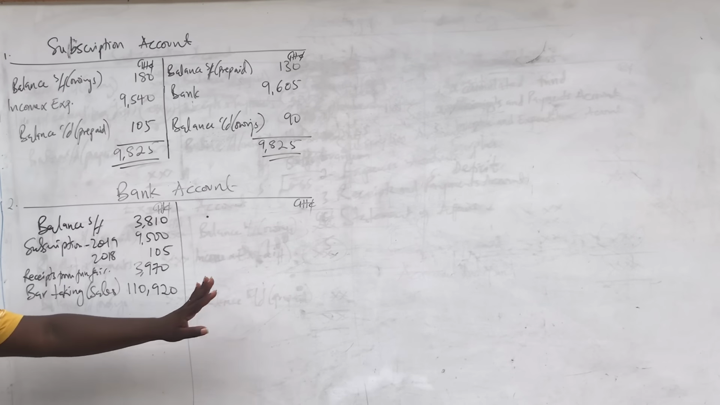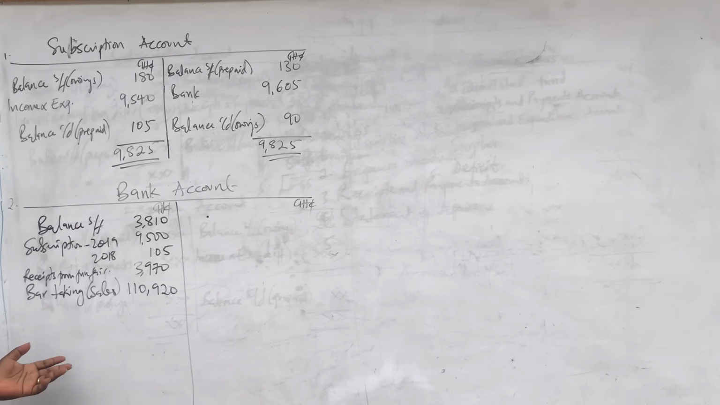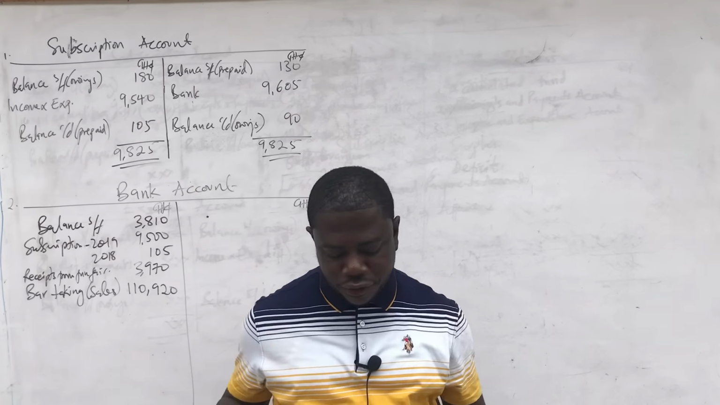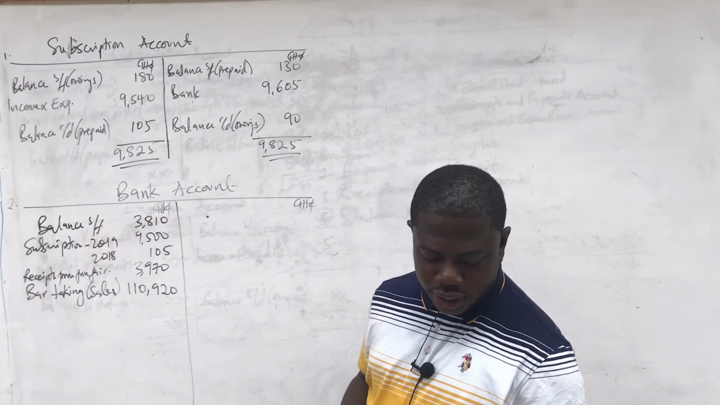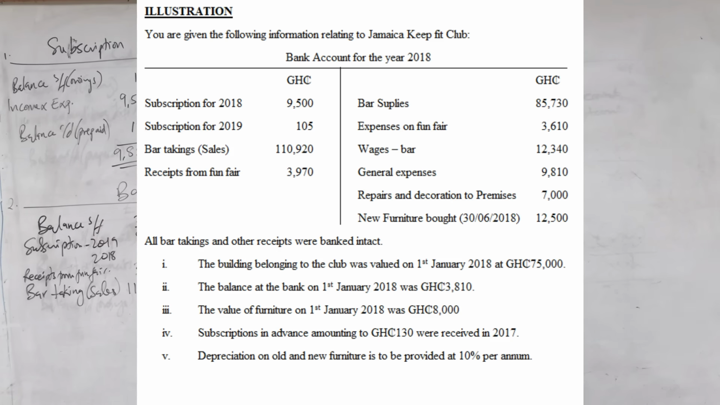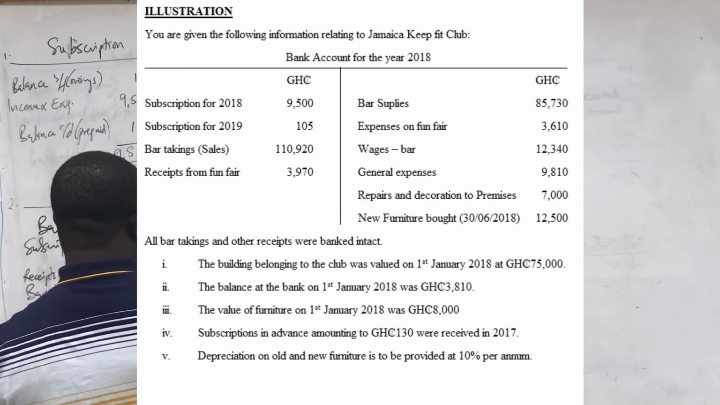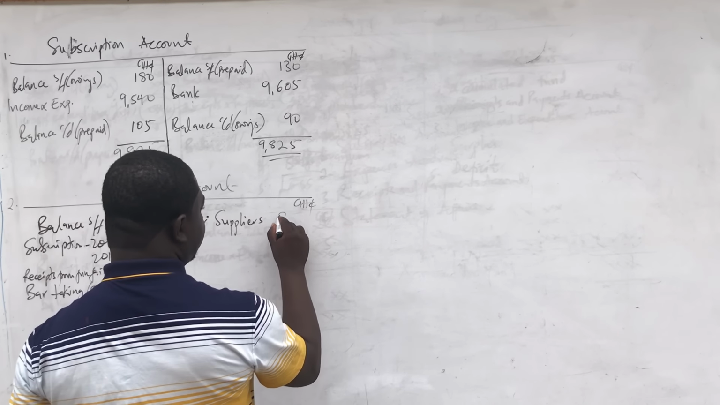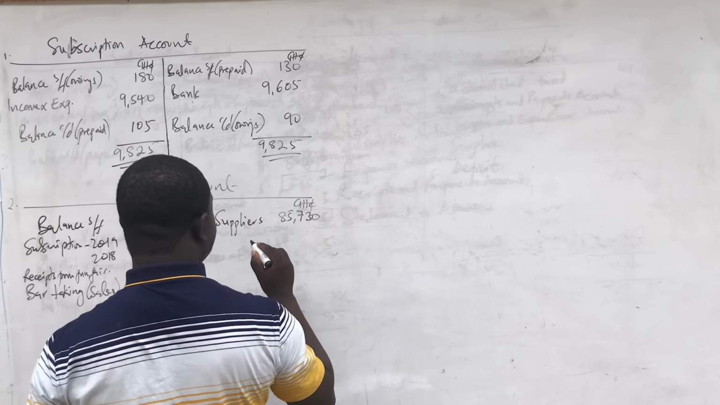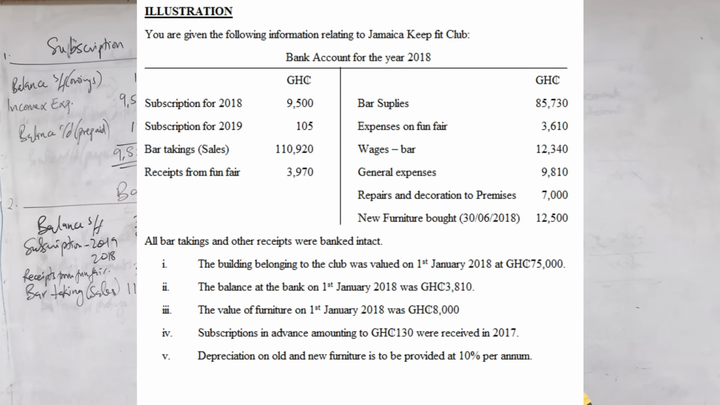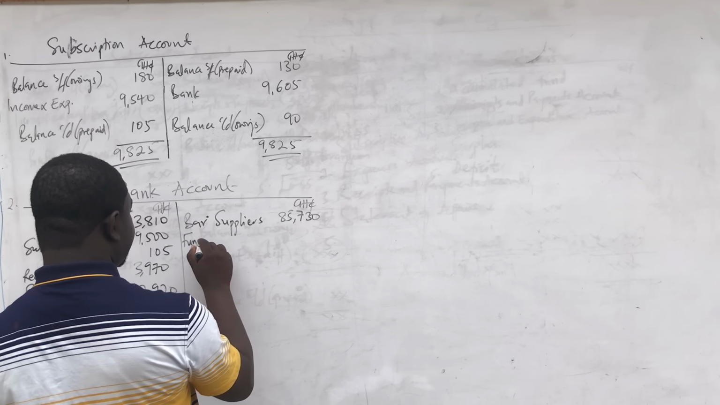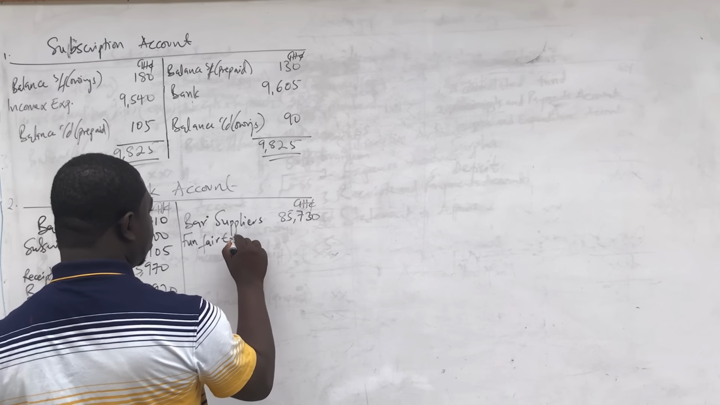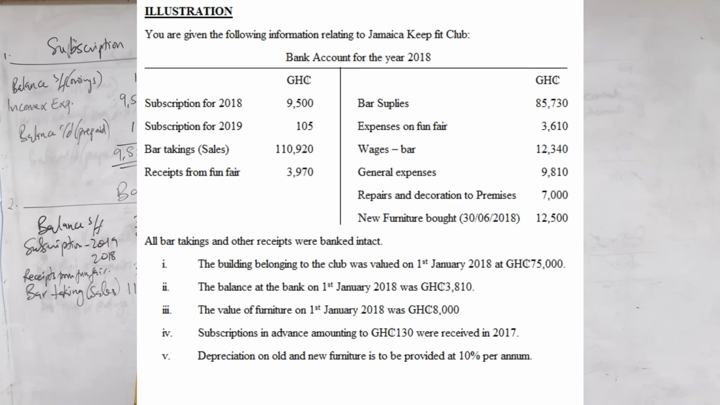So I'll come to the credit side and repeat all that they have given us. And then we just close it off. It's not any headache for you to cry about. So on the credit side, we have bar suppliers, 85,730. And then we have expenses on fanfare to be 3,610. So fanfare expense, the figure is 3,610.